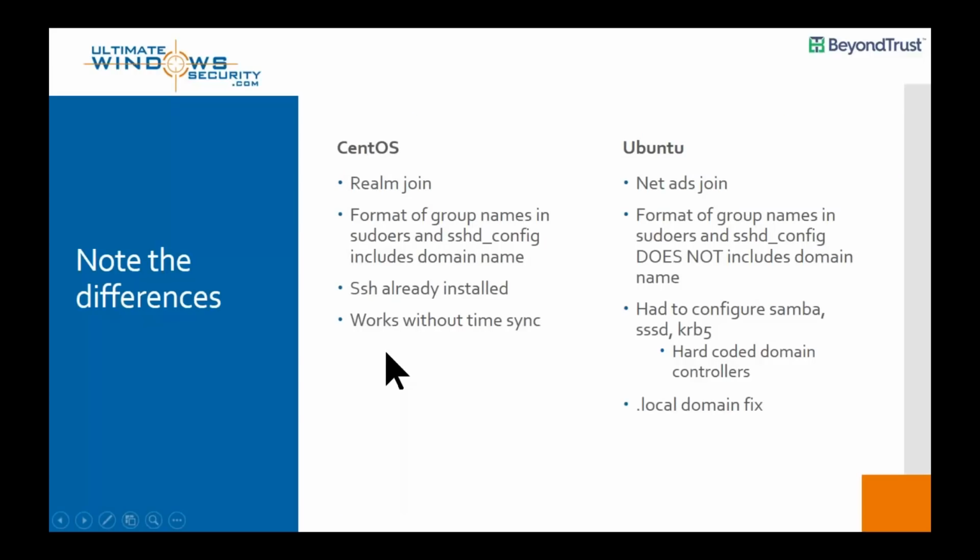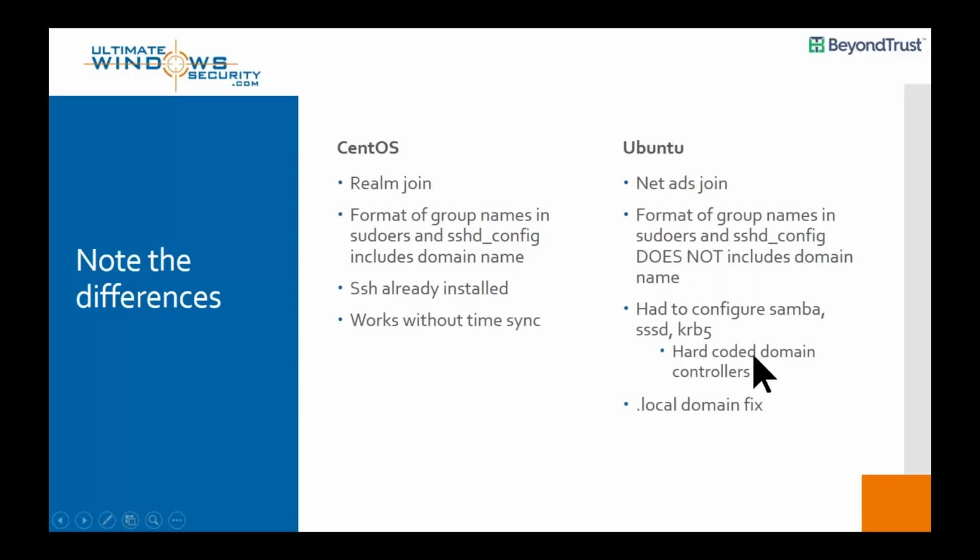So note the differences between CentOS and Ubuntu. With CentOS, we used Realm to join. With Ubuntu, we used net. Notice the difference of the format of group names in sudoers and SSH. Notice that CentOS works even though time synchronization is failing, and therefore Kerberos should fail.